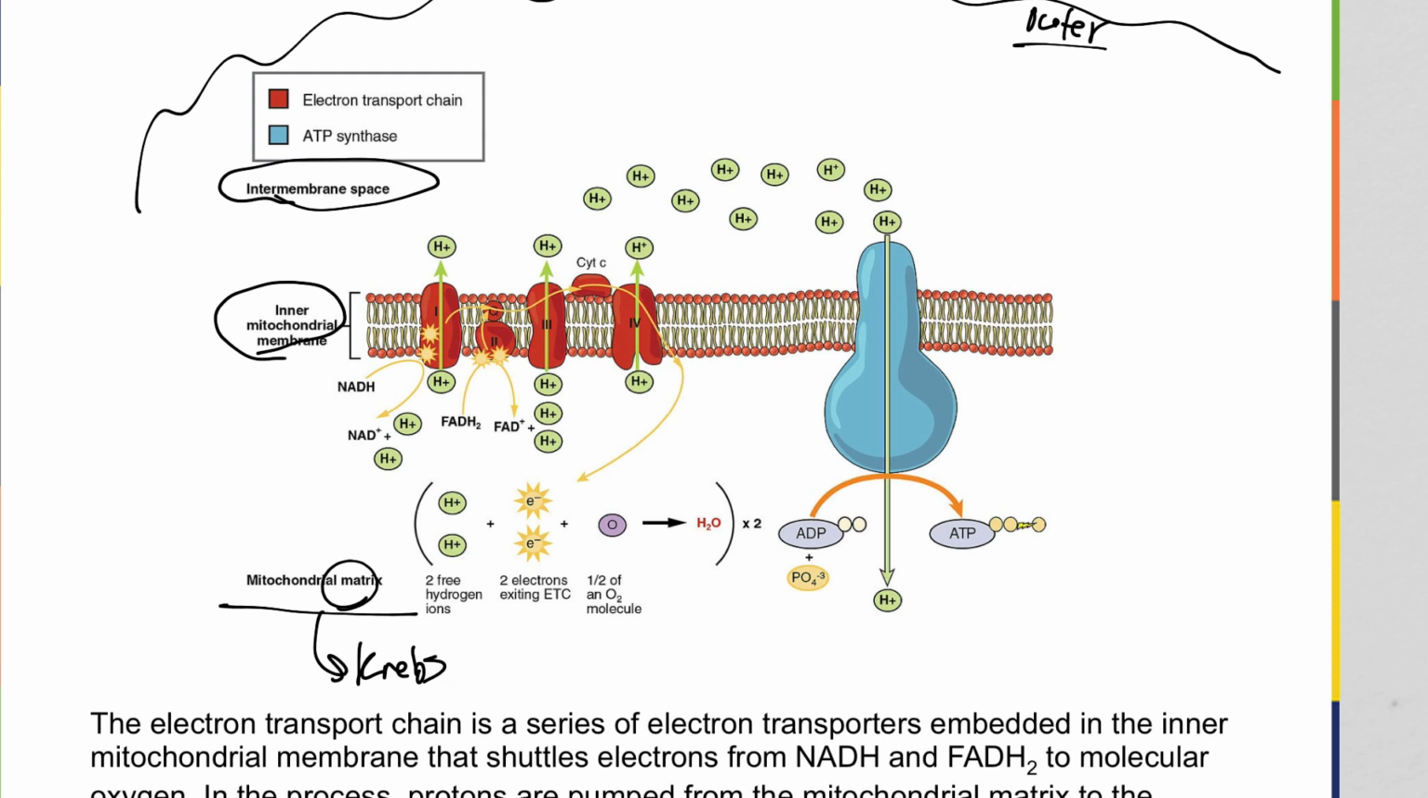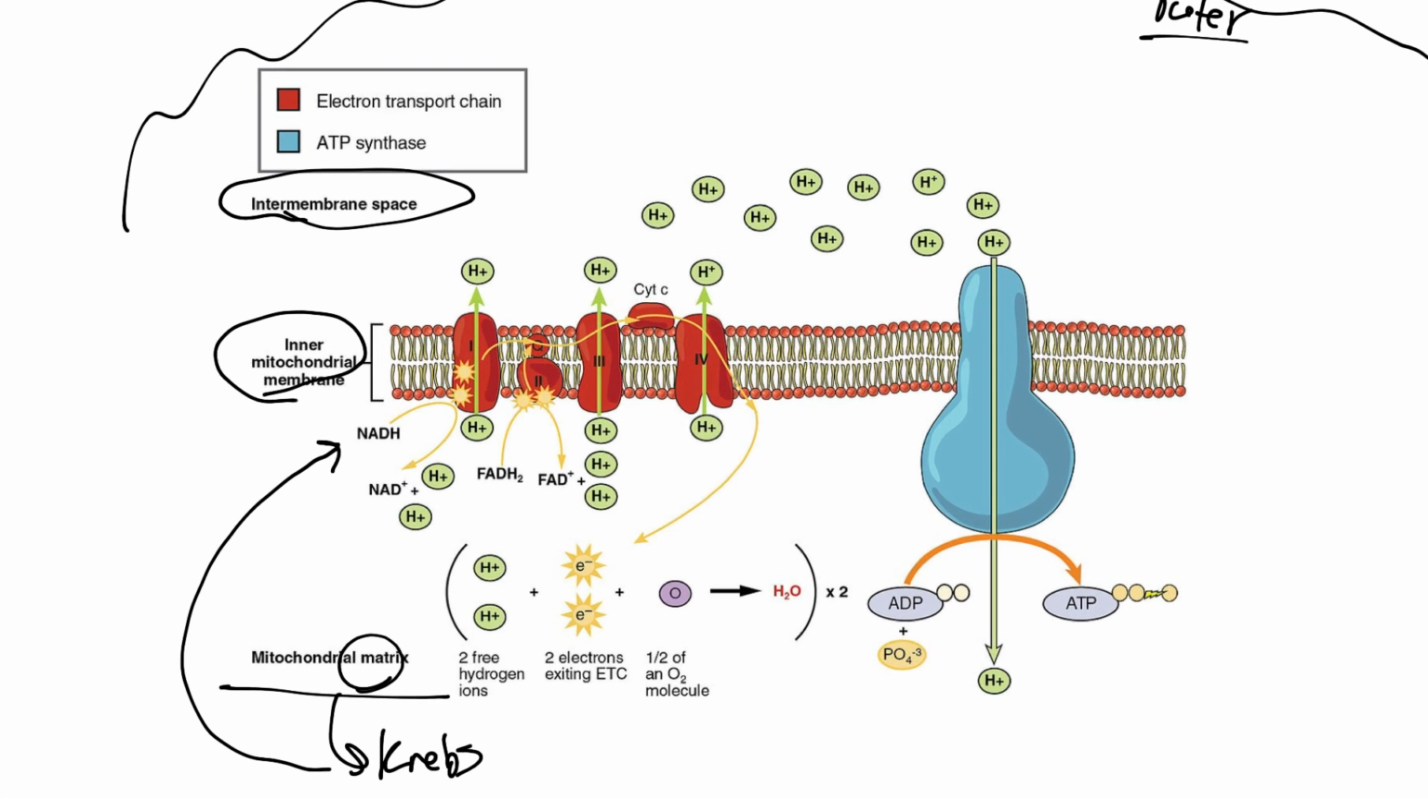Okay, and what we're doing is we're taking that NADH that we made from Krebs cycle and glycolysis, and NADH is just an electron carrier. So what is it doing? It is handing its electrons off to the electron transport chain. Right? These red proteins that you're seeing in the membrane, those are the actual components of the electron transport chain.